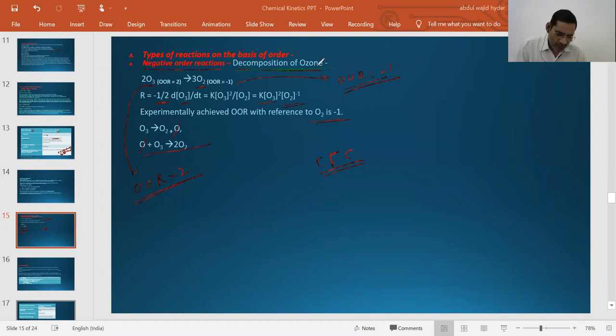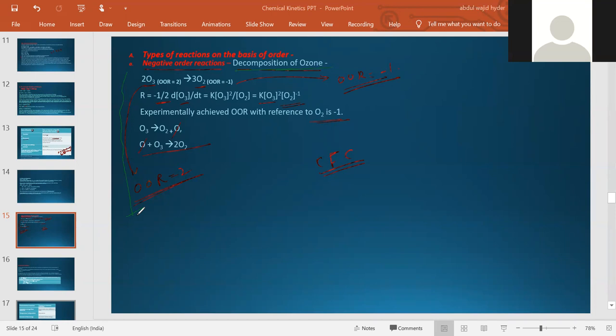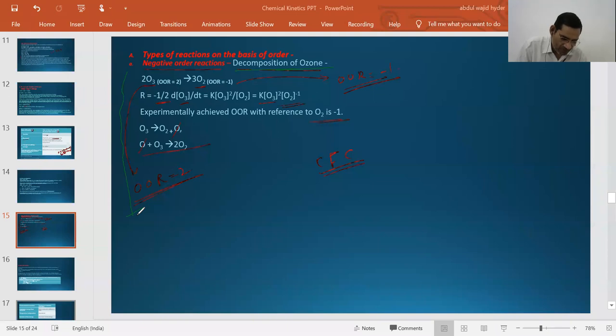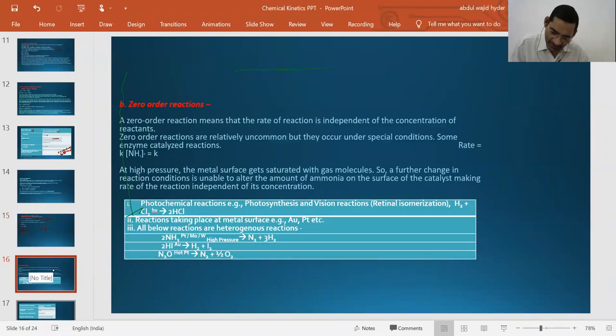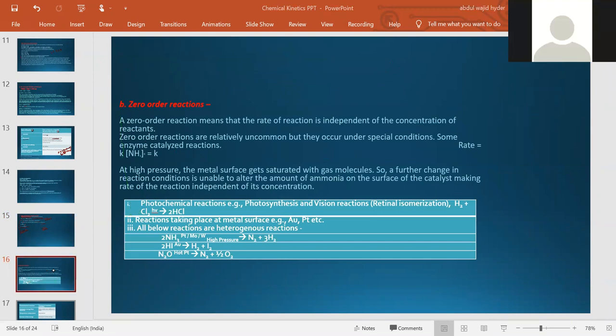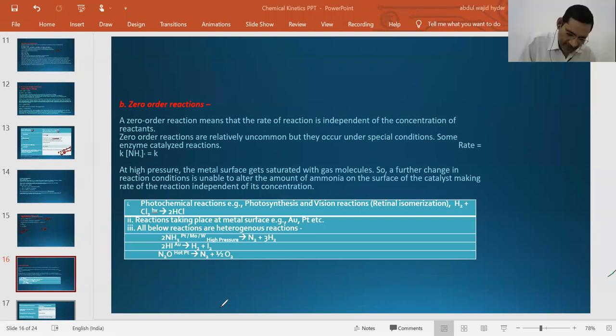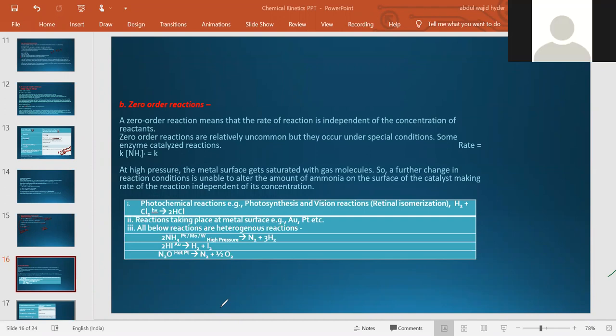Yes. So now we'll be going to the next one. Just remember this is a very, very important example. After this negative order example, now we'll go to the zero order reactions. What are zero order reactions? See, as I told you in the beginning, concentration independent reactions or photochemical reactions are zero order reactions.